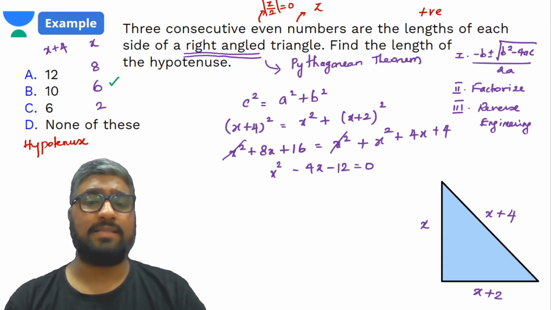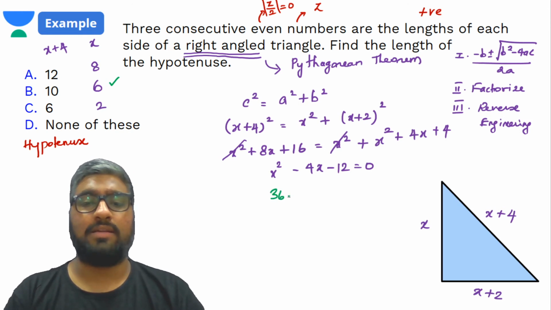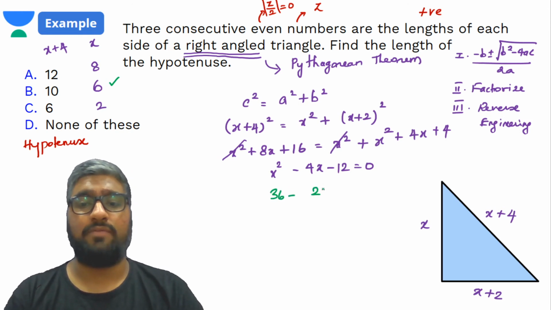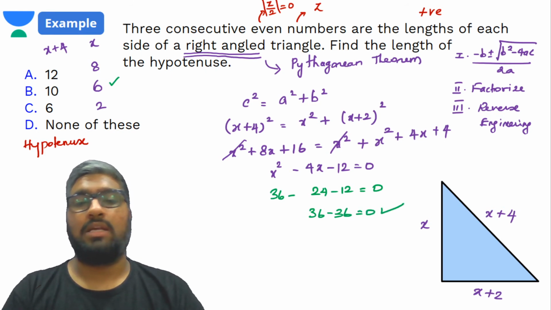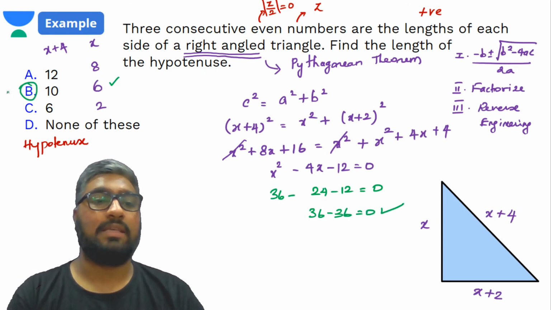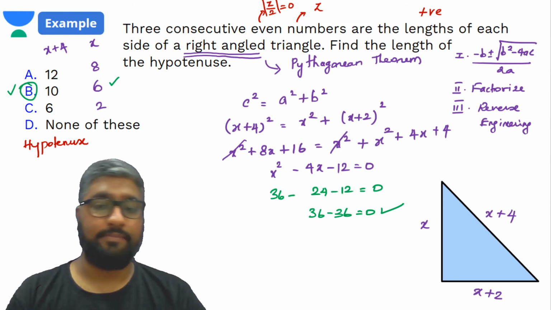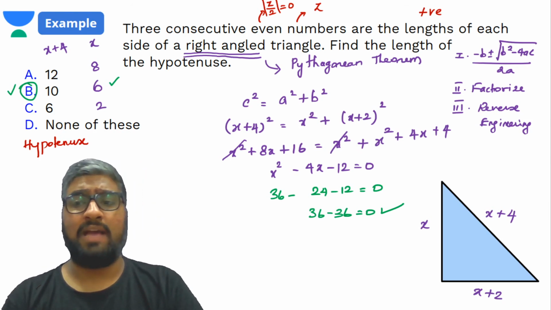Yeah, so here if I substitute 6, what would I get? I would get 36 minus 24 minus 12 should be equal to 0. That is 36 minus 36 is equal to 0. So I have my answer. Yes, this is my answer. Done.